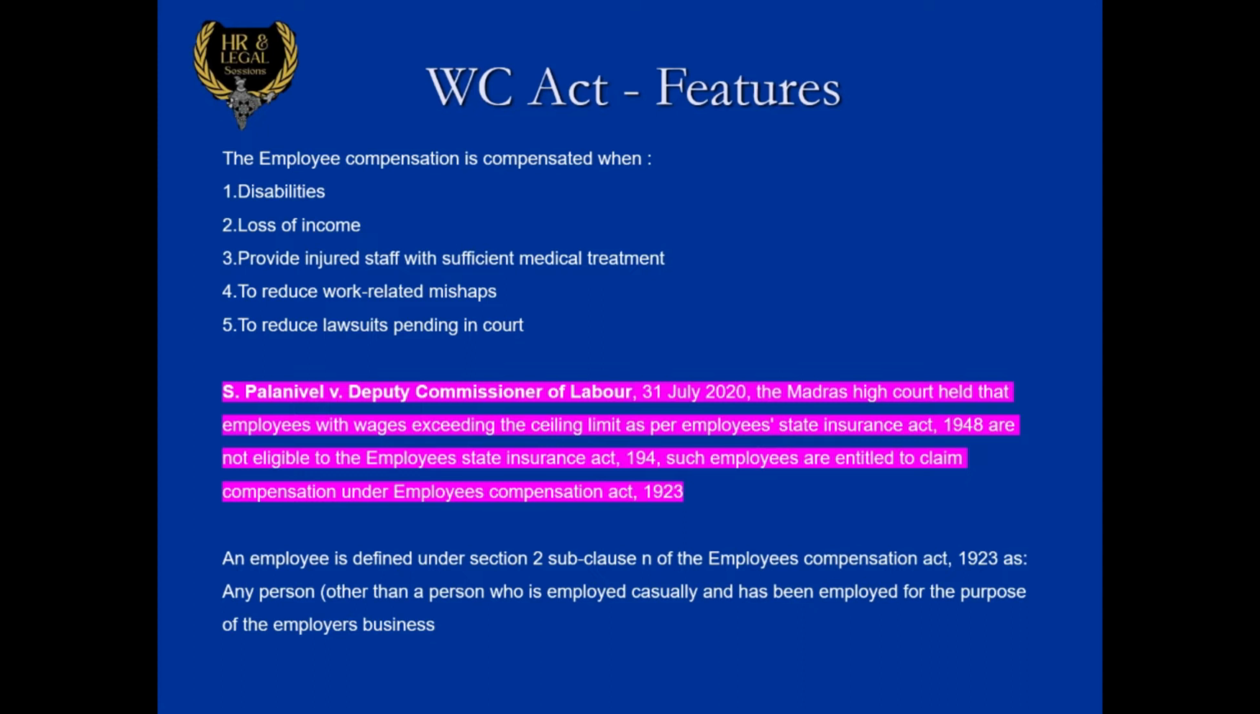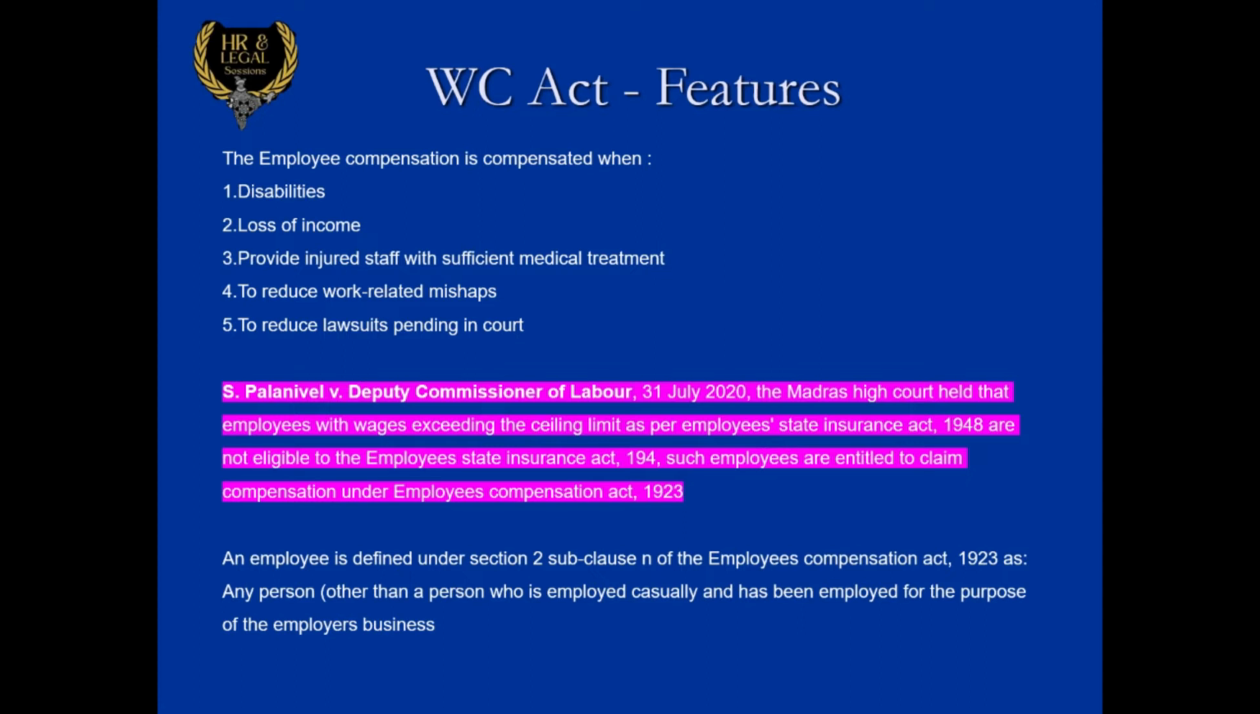In the recent case, S. Palanivel versus Deputy Commissioner of Labour, the Madras High Court held that employees with wages exceeding the wage ceiling limit as per the Employee State Insurance Act are not eligible for the Employee State Insurance Act. Such employees are entitled to claim compensation under the Employee Compensation Act. Here the position is very clear. If the employee is out of the ambit of the ESI Act, they should be covered either through the Employee Compensation Act or under the Personal Accident Policy, as enumerated in the recent court judgment, S. Palanivel versus Deputy Commissioner of Labour in the Madras High Court.